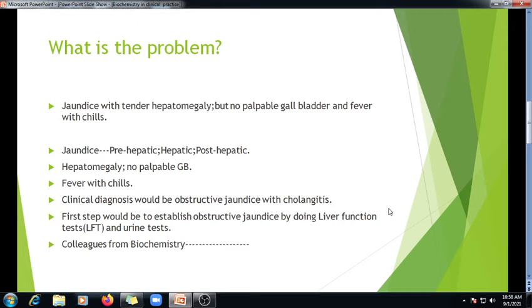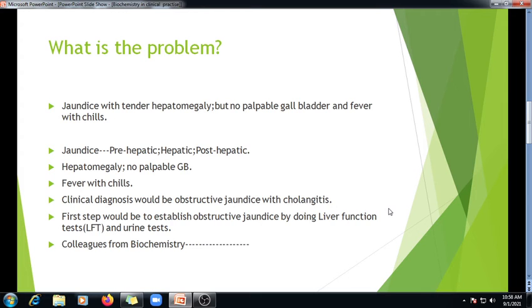Now hepatomegaly without a palpable gallbladder has a lot of significance in the sense that normally when you have obstructive jaundice, and if the obstruction is distal to the junction of the cystic duct and the common bile duct, you would normally expect the gallbladder to be enlarged, isn't it? Because as you know, if the bile cannot go out, it will go back, isn't it? Bile is being continuously produced by the liver, and there is an obstruction distal to the junction of the cystic duct and the CBD. So the bile cannot go down into the intestine. So what will happen? It will keep collecting in the gallbladder. So the gallbladder will get distended and you can get a palpable gallbladder.